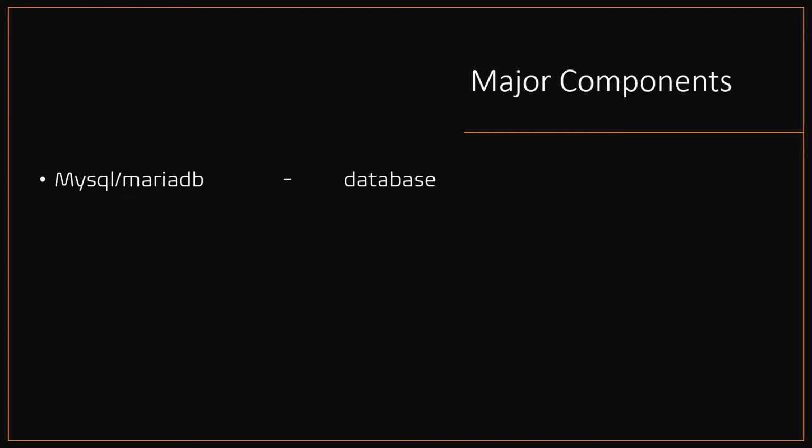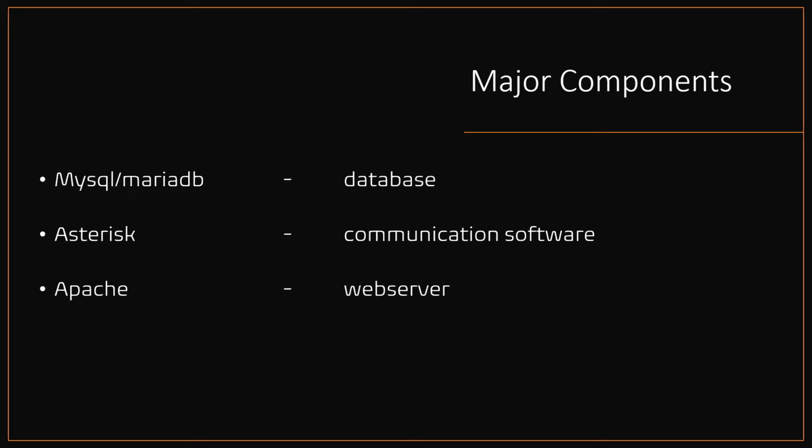Number 1, MySQL or MariaDB, which is used as the database engine. Number 2, Asterisk, which is used as communication software to dial out and dial in. Number 3, Apache, which is used as the web server. Number 4, Linux, the OS like CentOS, OpenSUSE, Ubuntu used for Vicidial installation. Number 5, Asterisk client, the actual Vicidial software.